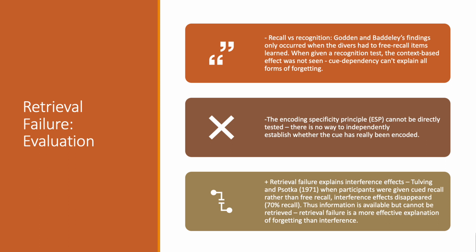And a final strength is that retrieval failure explains forgetting a lot better than interference does. This was shown by a study done by Tulving and Psotka. They found that when participants were given cued recall rather than free recall, interference effects disappeared. So this idea of old information interfering with new, or new information interfering with old, those effects weren't seen. Thus, the information is available, but it can't be retrieved. Retrieval failure is therefore more effective as an explanation of forgetting than interference.